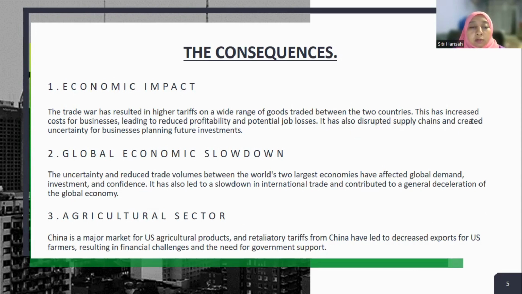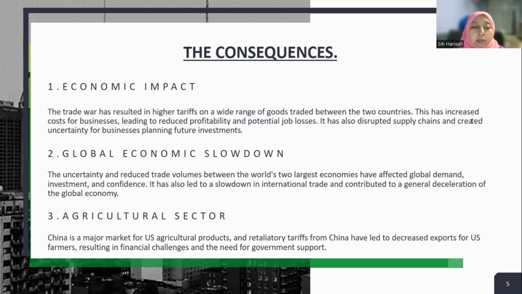Number two, global economic slowdown. The uncertainty and reduced trade volumes between the world's two largest economies have affected global demand, investment, and confidence. It has also led to a slowdown in international trade and contributed to a general deceleration of the global economy. Number three, agriculture sector.